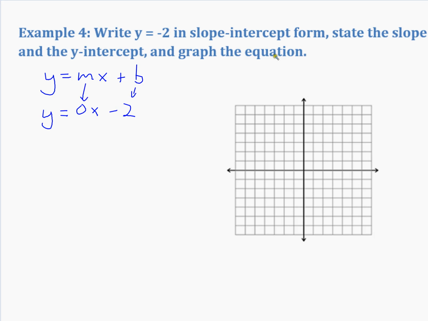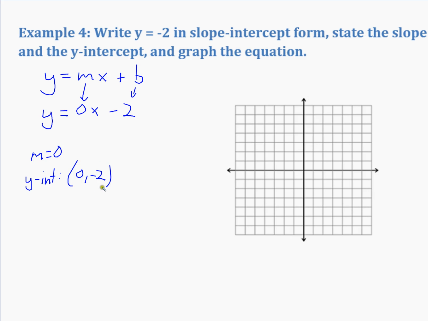So it says state the slope. Well, the slope is 0. The y-intercept is a point, remember, so it's 0, negative 2. And then graph the equation.